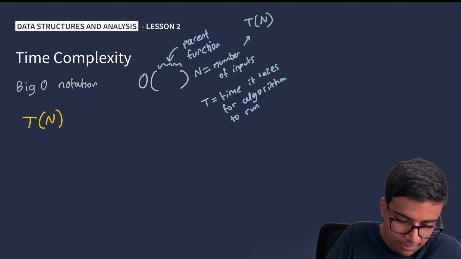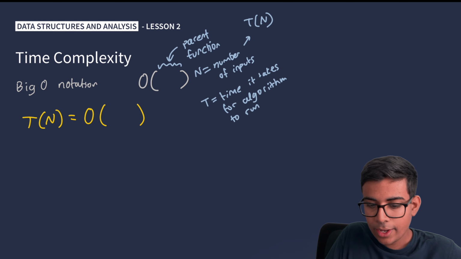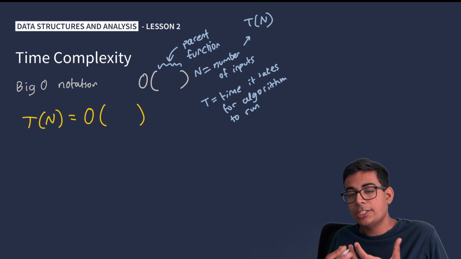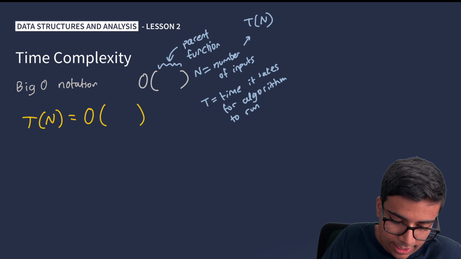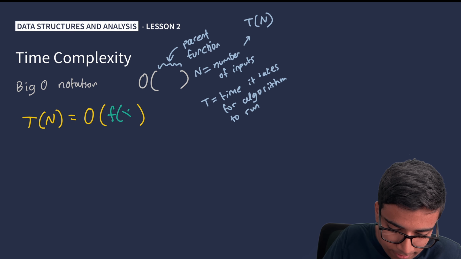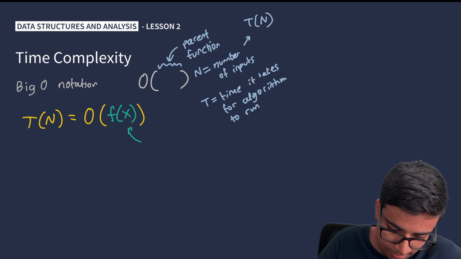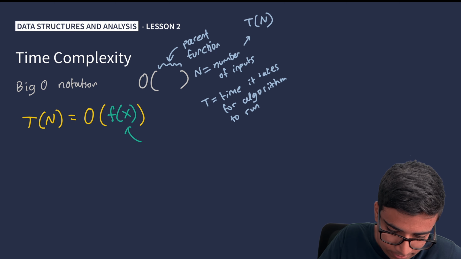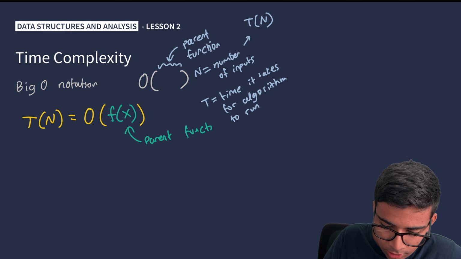And that's why we take this big O, and then we put a parent function inside of this. And what do I mean by a parent function? Well, a parent function is just a basic function, and I'm going to show that. So I'm going to say f of x here. f of x is going to be my parent function. And what are the parent functions?